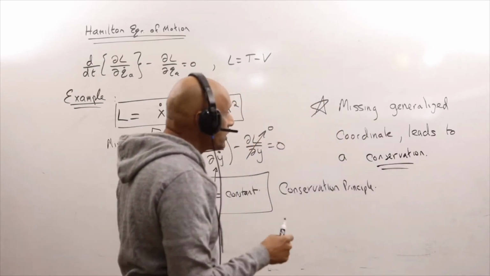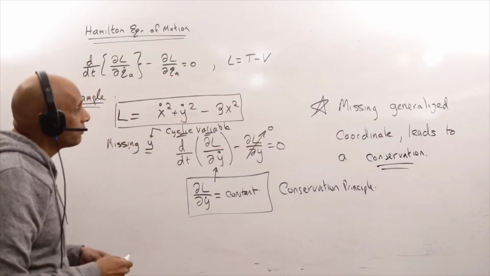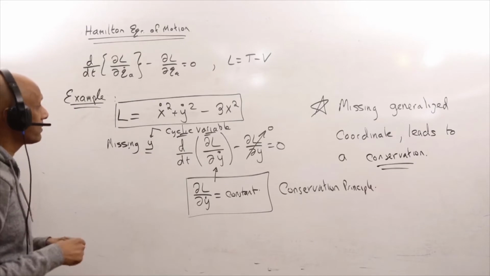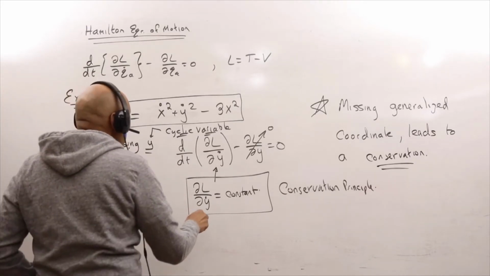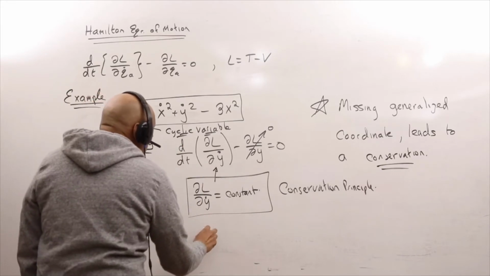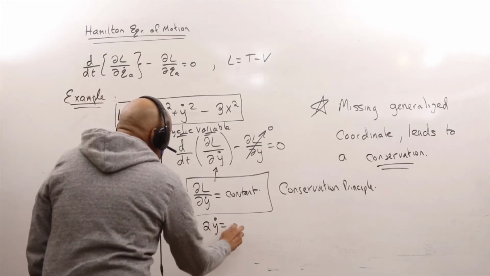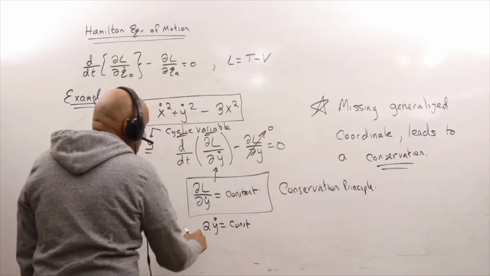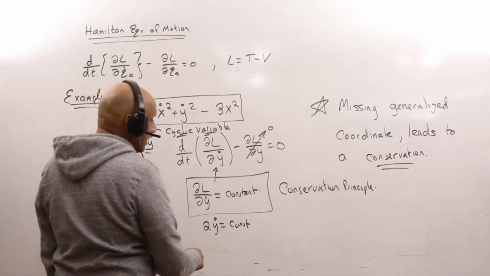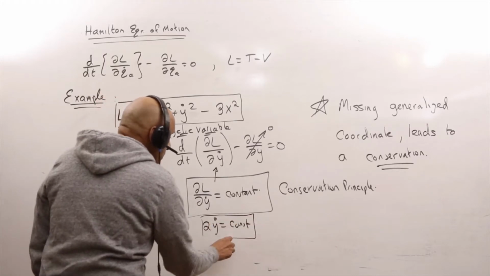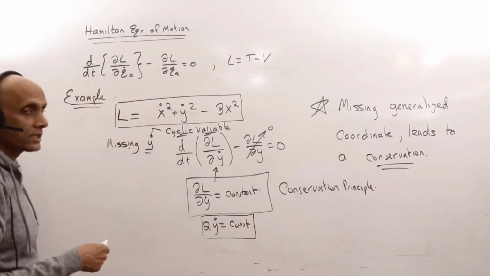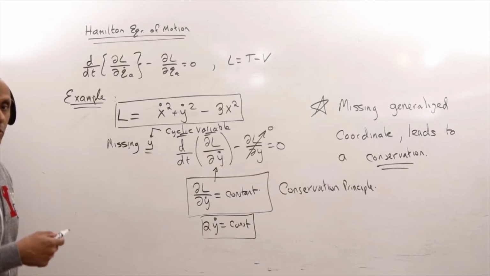So if you're missing a generalized coordinate, we know that from this Lagrangian, the partial of L with respect to y dot, meaning 2y dot, is equal to a constant. I could divide by 2 and say y dot is a constant, but it doesn't really matter. What you're saying is that whatever this equation is, it's conserved during the motion. It's not changing over time. It doesn't change over time.